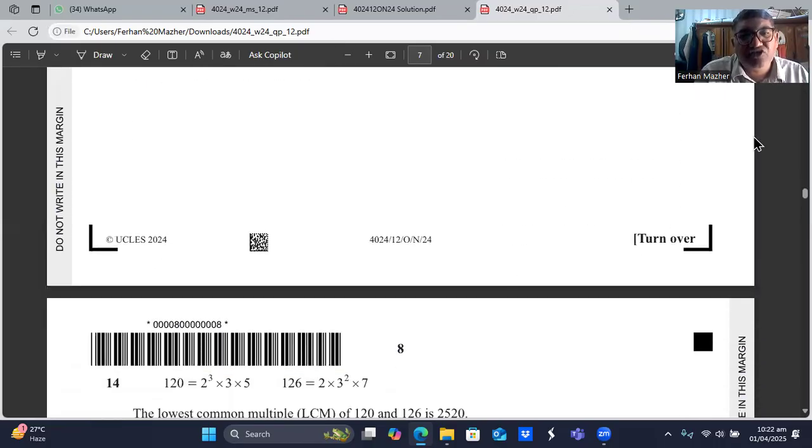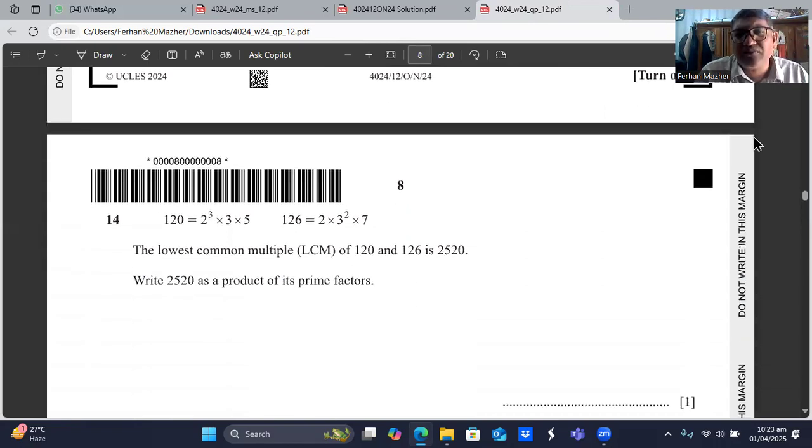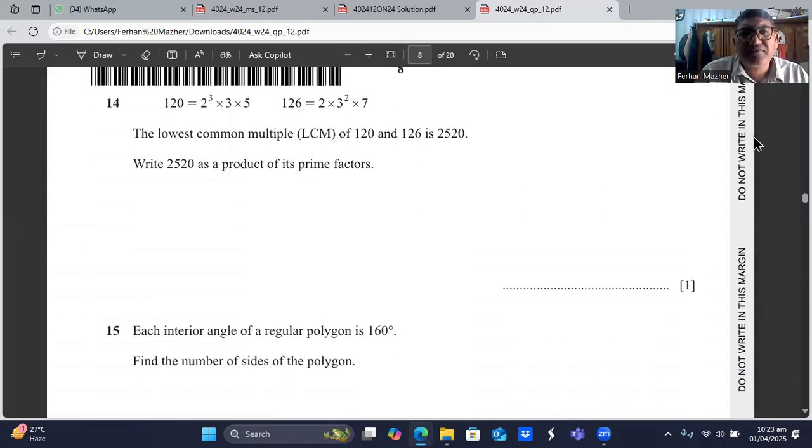So we are done with question number 13. Then we have question number 14. He says 120 is equal to 2 raised to power 3 into 3 into 5. 126 is 2 into 3 square into 7. The lowest common multiple, LCM, of 120 and 126 is 2520. Write 2520 as a product of its prime factors.